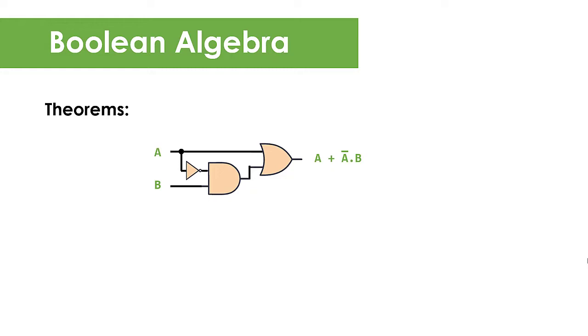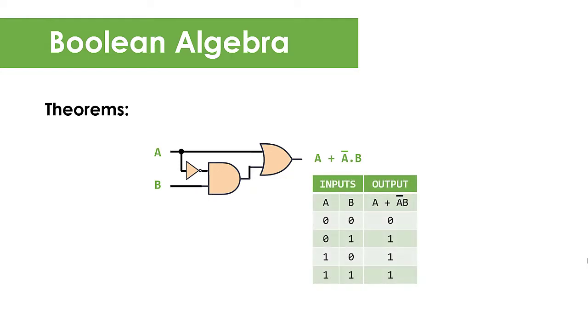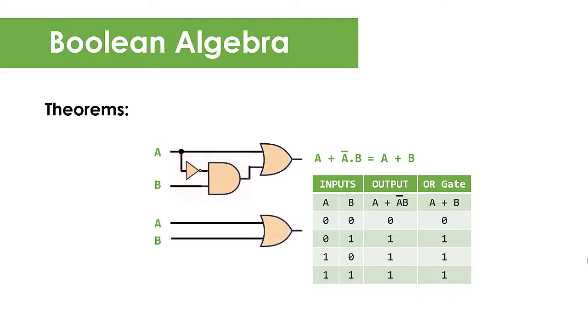But if we investigate the truth table of this circuit, you will realize that A plus A bar B is similar to the behavior of OR gate. Thus, we remove this AND gate component and this inverted signal to produce a simplified expression of A plus B. This is what we call absorption theorem.